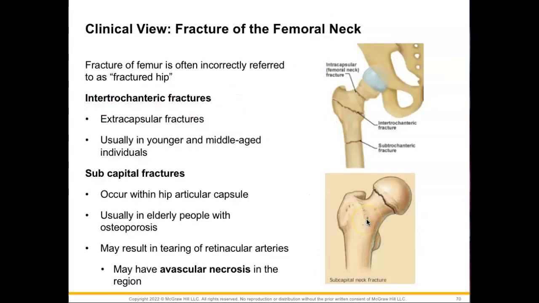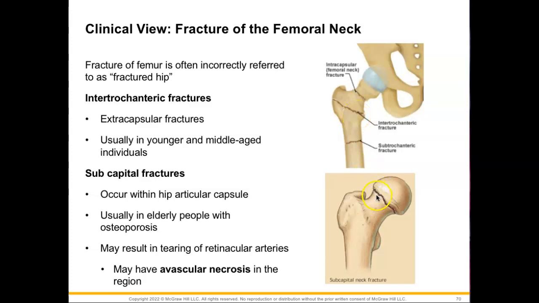Now for a clinical view, when we have a fracture of the femoral neck. When we fracture the femur, it's often incorrectly referred to as a fractured hip, when really it's just our femur that's being fractured. So the first type is an intertrochanteric fracture, where we're going to have extracapsular fractures, and it's usually in our younger and middle-aged individuals.